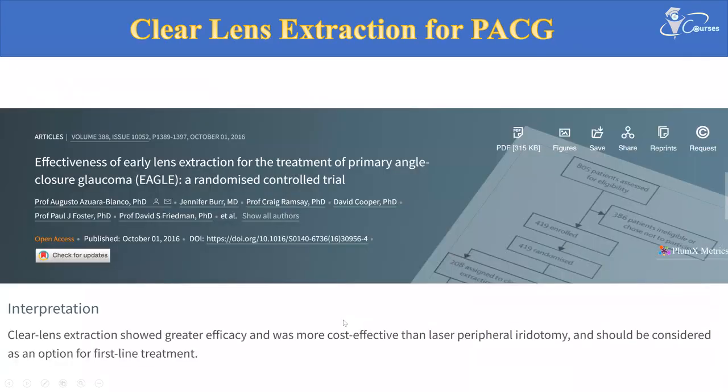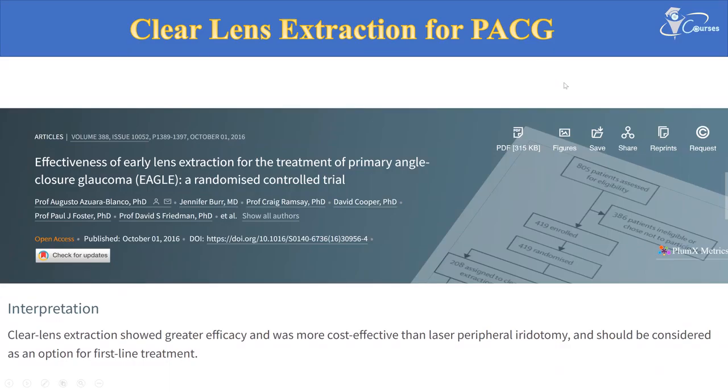There is also another mode of treatment for patients with glaucoma. It is simply doing clear lens extraction, and this is reserved for patients with primary angle closure glaucoma. There is another important study called the EAGLE study, the effectiveness of early lens extraction for the treatment of primary angle closure. This was done to check the effectiveness and efficacy of clear lens extraction instead of doing PI in patients with primary angle closure glaucoma.